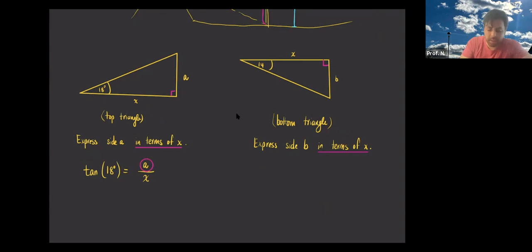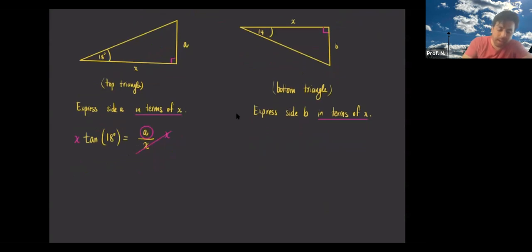So the only other thing I need to do is multiply both sides by X. I do so because I want to get rid of the X, and look what happens. I get A by itself. So A is equal to X times tan of 18 degrees. So now I can replace, instead of calling this A, I can replace it with this expression, X times tangent of 18 degrees.